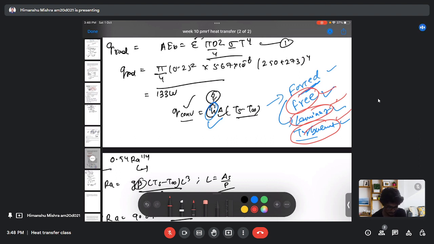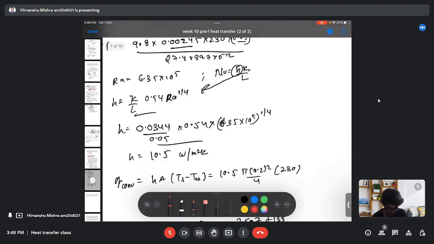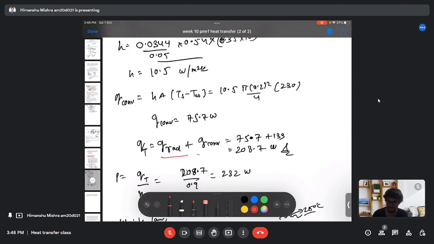Once you get the heat transfer coefficient, you can use this expression to find the convection heat rate. So the total heat rate then would be defined as the heat loss due to radiation as well as the heat loss due to convection. So this will be my total heat loss.